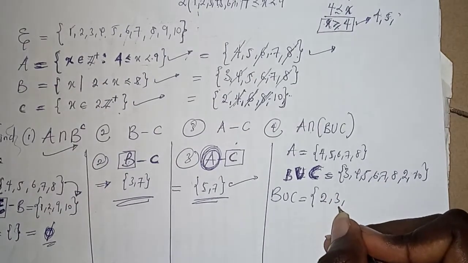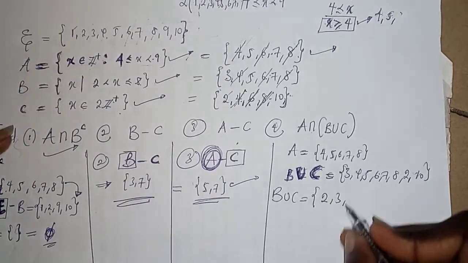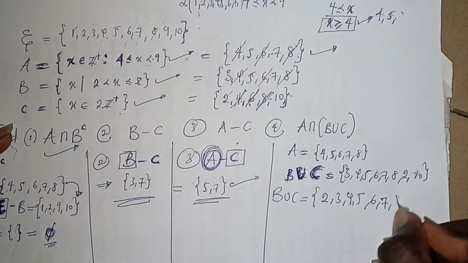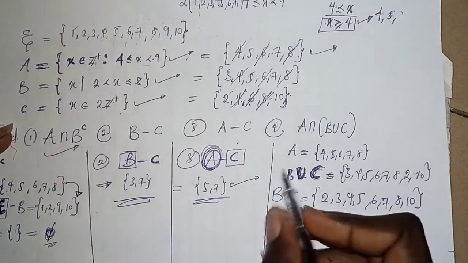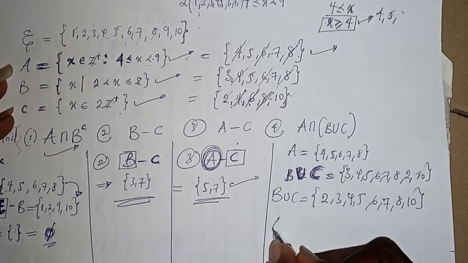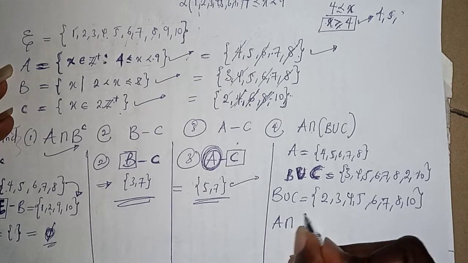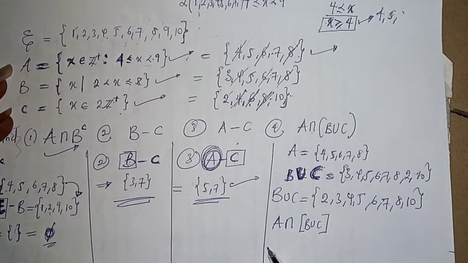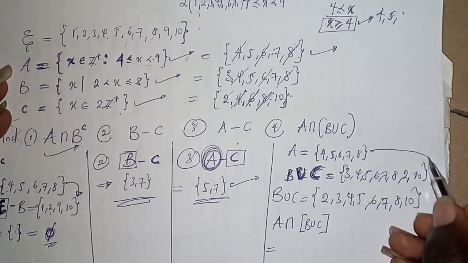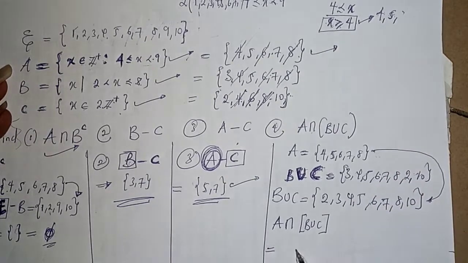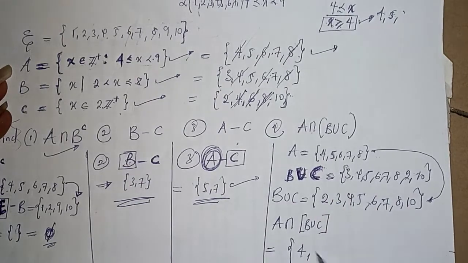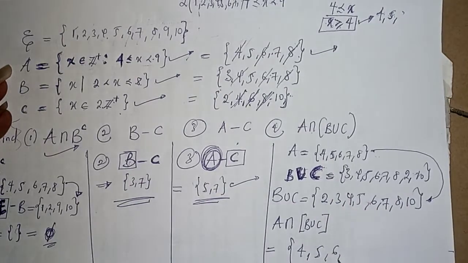I have 2, 3, 4, 5, 6, 7, 8, 10. So now the final question says, what is A intersection B union C? That will be the intersection I have between this set and this final answer that I have here. What is the intersection? 4 is there, 4 is also here, which is an intersection. 5 is there, 6 is there, 7 is there, 8 is there.